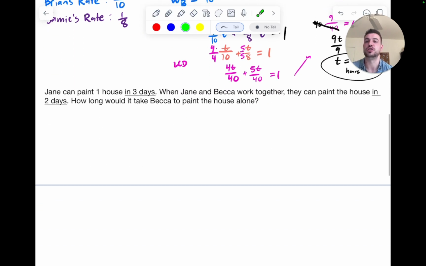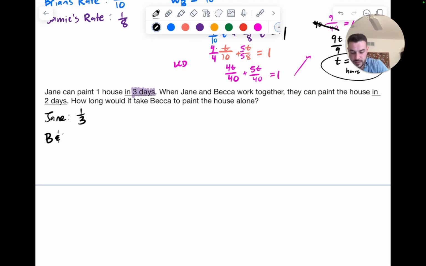All right, so it says Jane can paint one house in 3 days. So there's our first rate. Jane's rate is 1/3. And then it just jumps to when Becca and Jane work together, they can paint the house in 2 days. So Becca and Jane can do it in 2 days. So how long would it take Becca to paint the house alone?